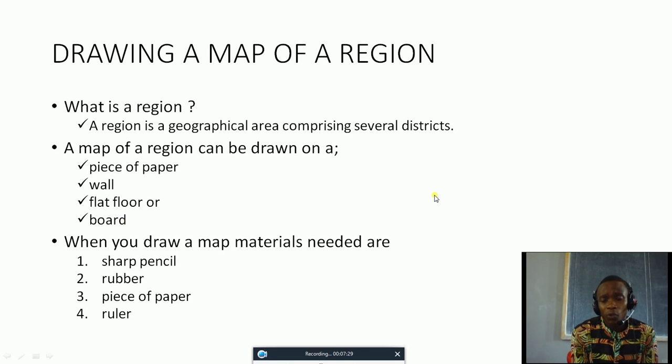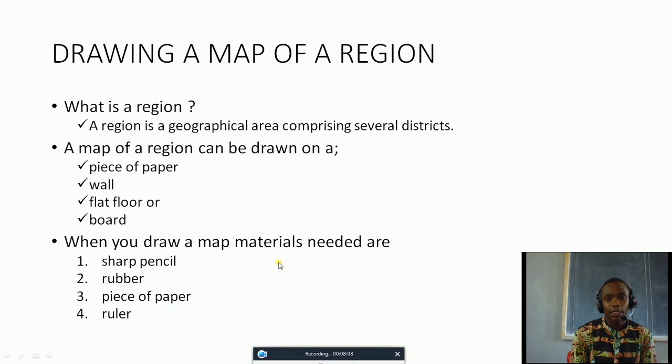So when you draw your map of a region, you're supposed to use maybe a piece of paper. If you have a wall, you can draw on a wall, but also you can use a flat floor or a board. But when you prepare yourself to draw a map, you're supposed to have important materials. So when you draw a map, the materials needed are a sharp pencil, rubber, piece of paper, and ruler.